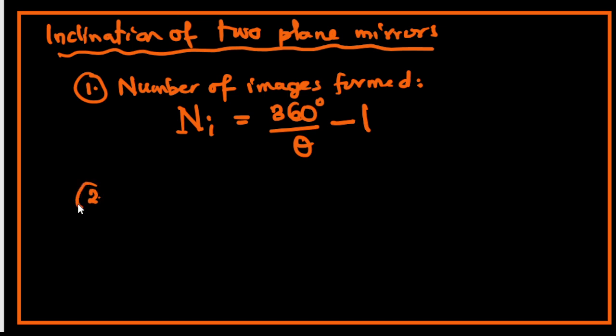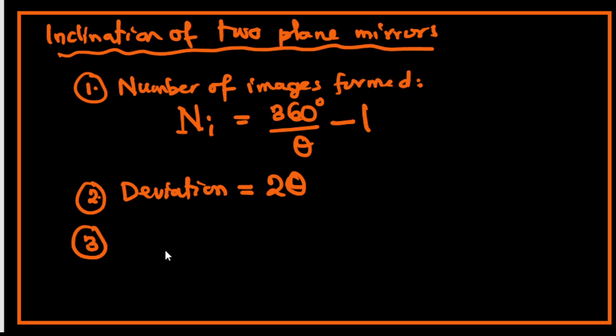Number two, they can ask you for deviation. If a question asks you for angle of deviation, it is always equals to what? It is always equals to 2 theta, twice the angle of inclination. And number three, they can ask you for what is it called?